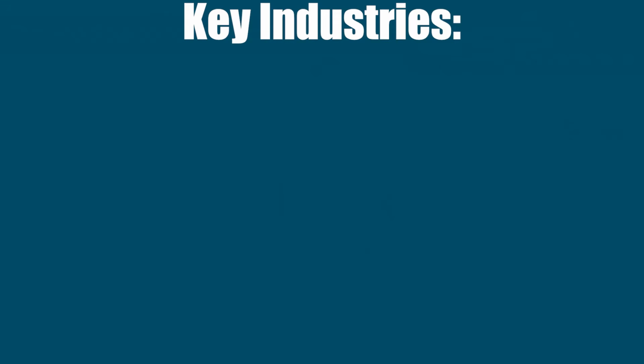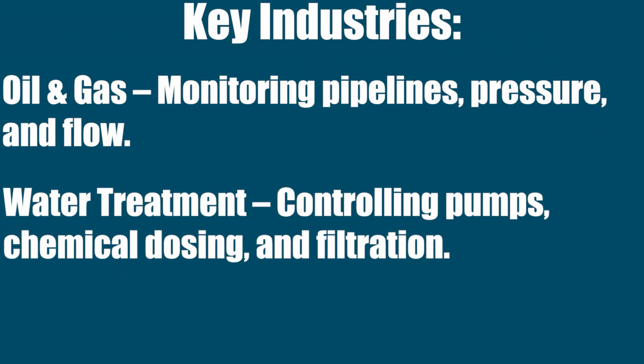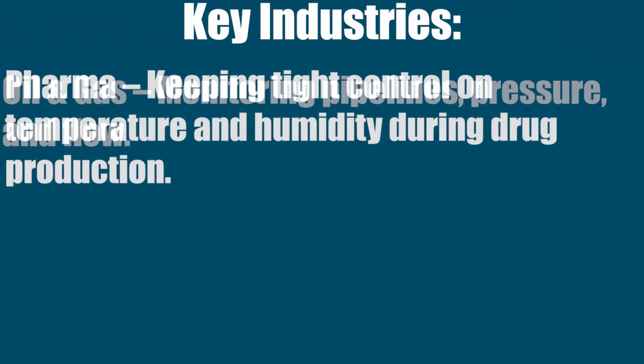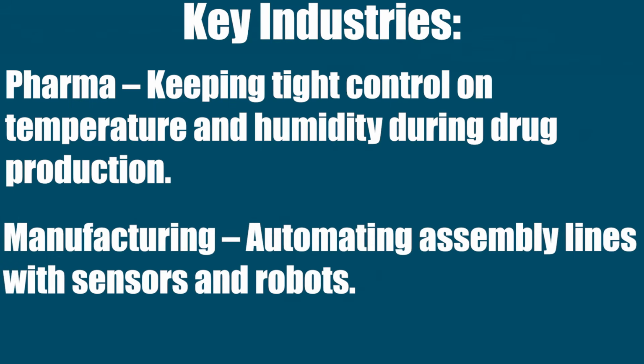So, some key industries using instrumentation. You'll find this kind of tech in just about every major industry. Definitely oil and gas for monitoring pipelines, pressure, and flow. Water treatment for controlling pumps, chemical dosing, and filtration. In pharma, you'll see it keeping tight control on temperature and humidity during drug production. Manufacturing, automating assembly lines with sensors and robots.